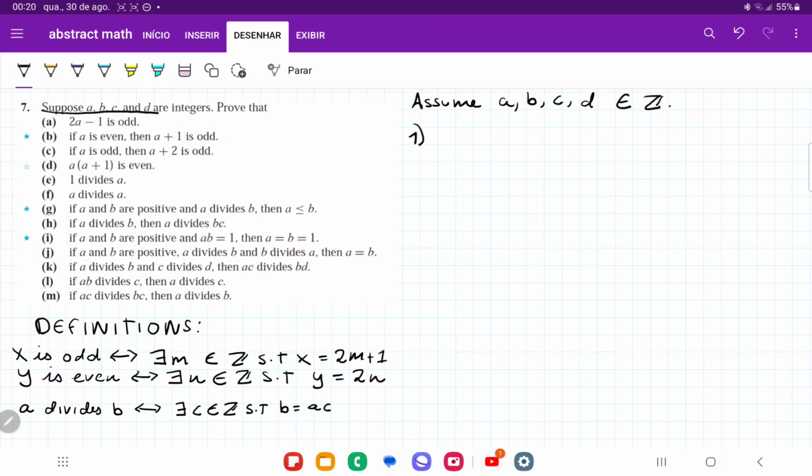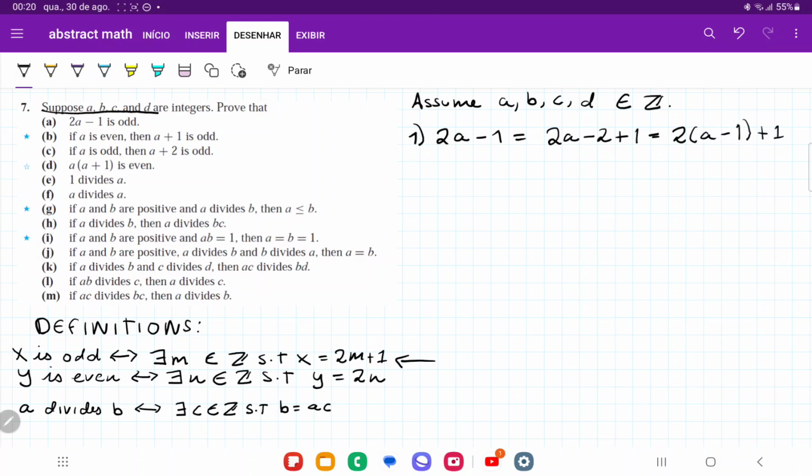So for a, we want to prove that 2a minus 1 is odd. So we want to transform it into this line right here, which is 2 times an integer plus 1. So what I'm going to do is I'm going to go 2a minus 1 is equal to, I'm going to turn that minus into a plus by saying that it's equal to 2a minus 2 plus 1, which is equal to, I'm going to factor out the 2, so that's 2 times a minus 1 plus 1.